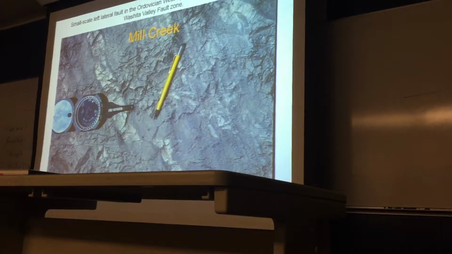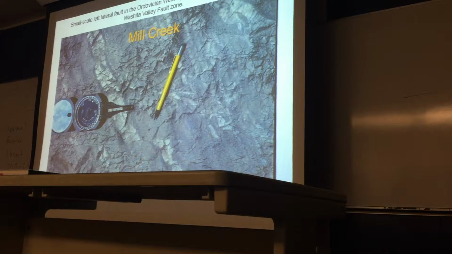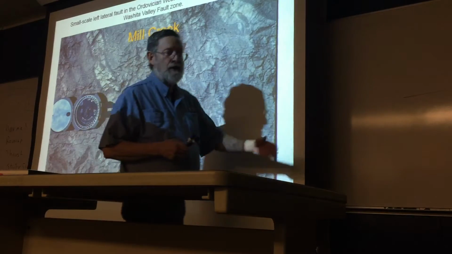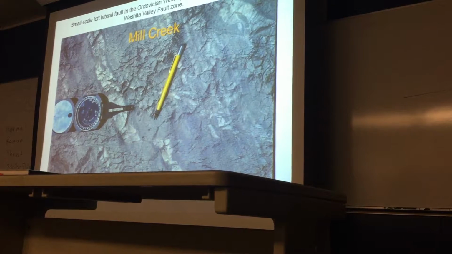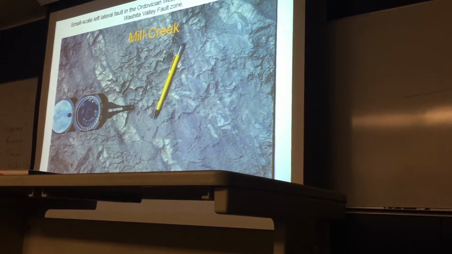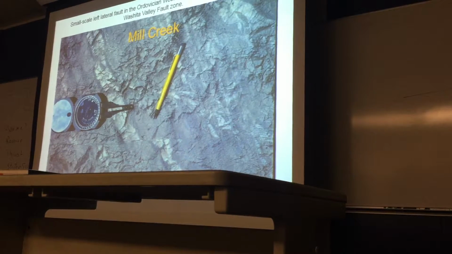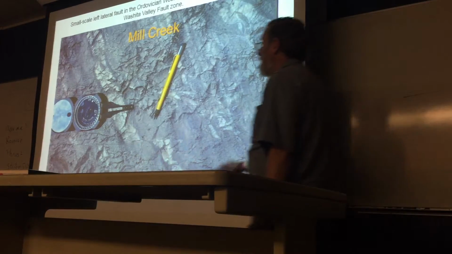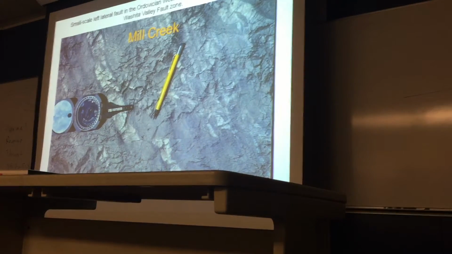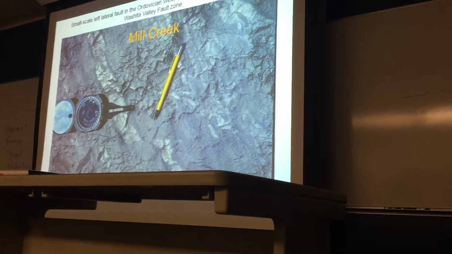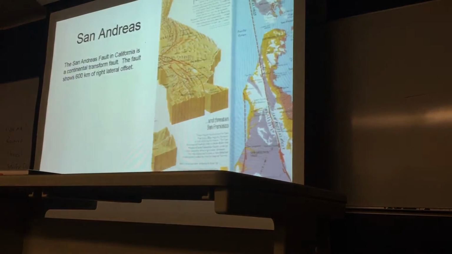This is a very small scale offset on a much larger fault plane. This is in the Ouachita Valley Fault Zone. The overall offset in the Ouachita Valley Fault Zone is on the order of about 120 kilometers. So this is just itty bitty compared to the overall offsets that we see in that particular system. When we're looking at faults, we often see smaller scale exposure giving us information about the larger scale.